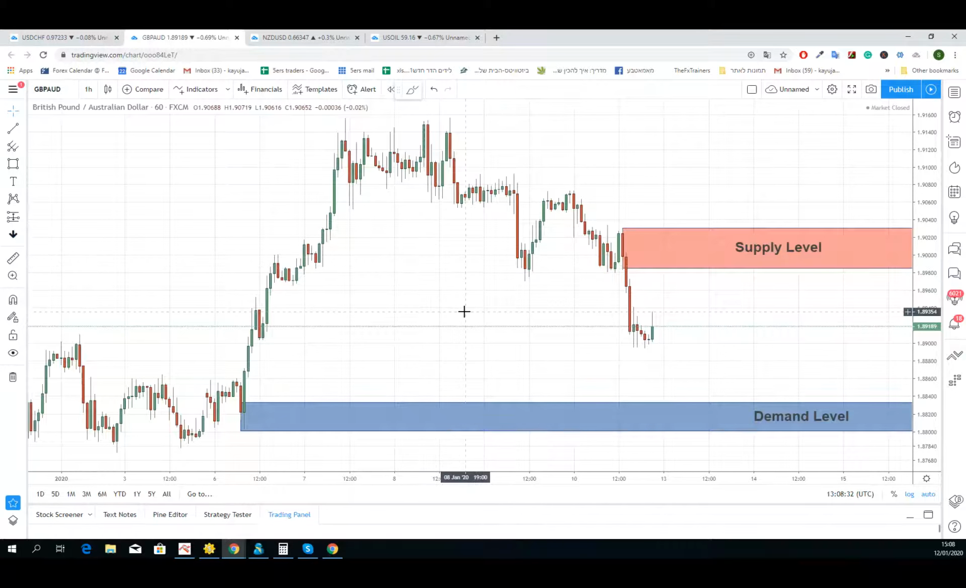The next pair I'll choose is the GBP AUD, the GBP Aussie.